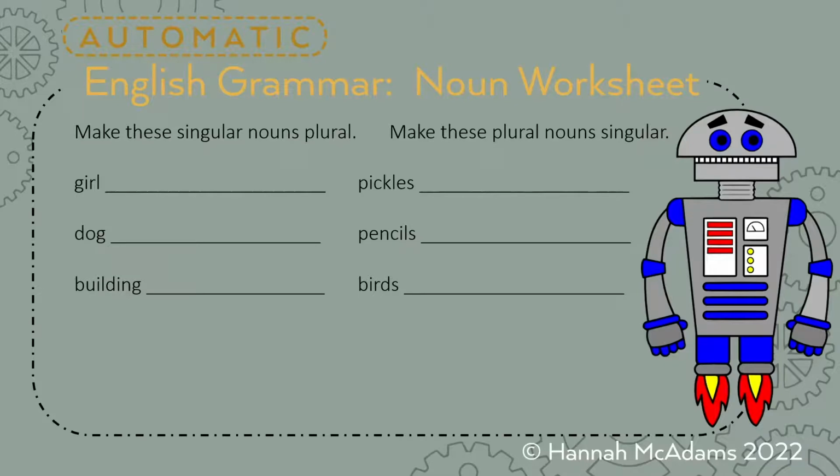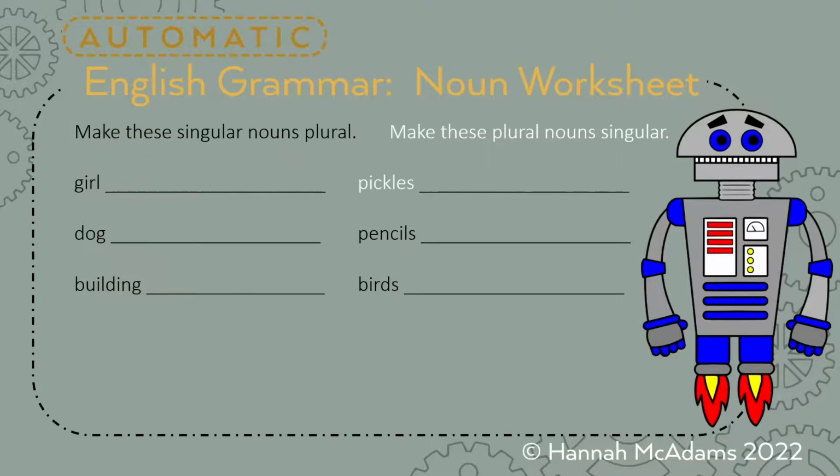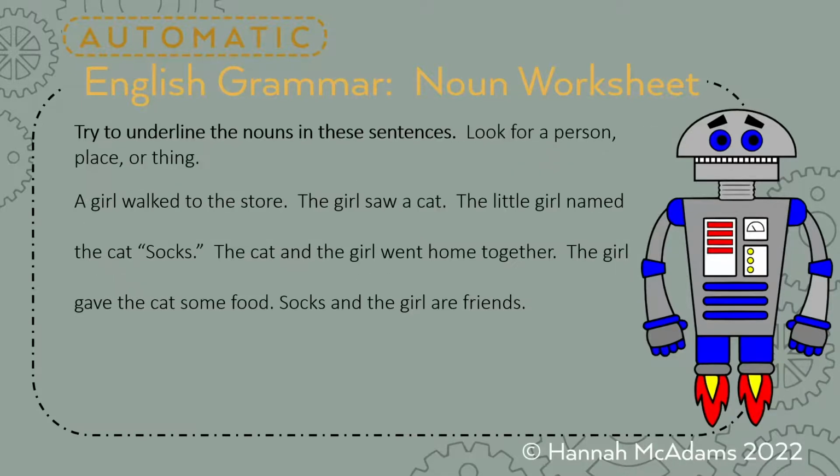All right, and then we're going to make singular nouns plural and plural nouns singular. So let's look at the singular nouns. We have the word girl here. How do I make that plural? So singular means one, plural means more than one. So girl, two girls, okay? And then make the plural noun singular. Okay, so pickles is plural because it's more than one. So how do I make that singular? Sure, just pickle, right? So that's super easy, okay?